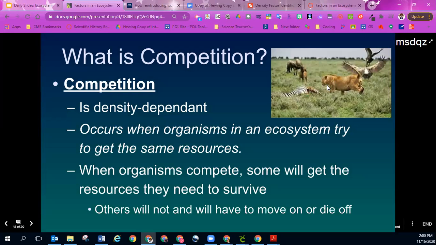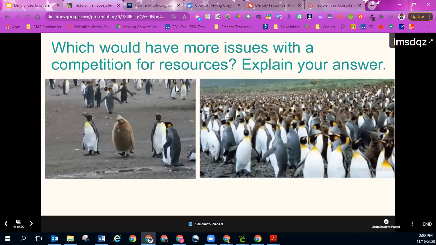So if animals don't eat, they eventually will die. So that's where a lot of the competition comes in. So it's a survival mechanism.